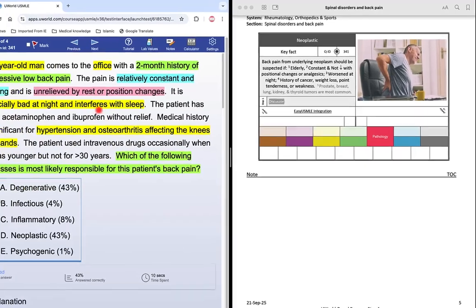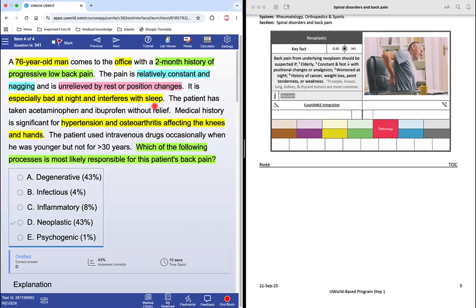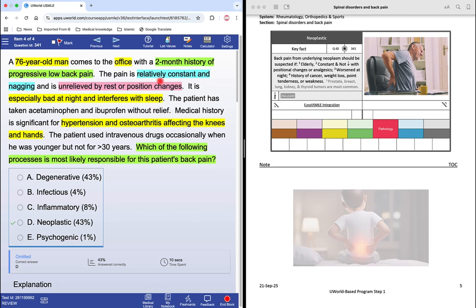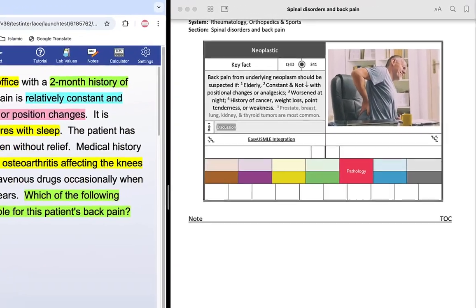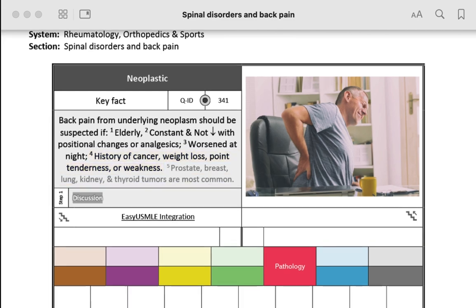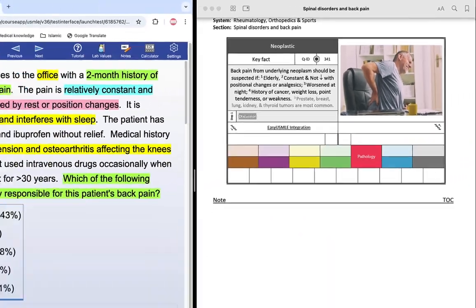So it is worse at night, interfering with sleep. Sometimes it might awaken the patient from sleep. So these are features that are red flags and require further investigation for cancer. Also look at the note. If there is a history of cancer, for example prostate cancer, if there is weight loss, point tenderness on examination, or development of weakness. Of course, prostate, breast, lung, kidney, and thyroid tumors are the most common primary tumors that metastasize to the vertebra.